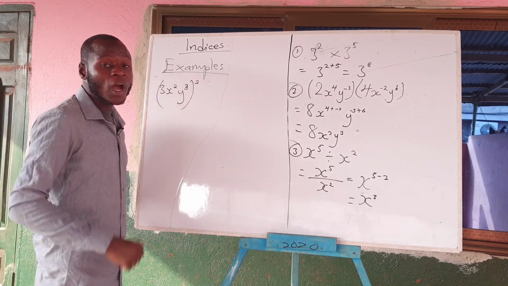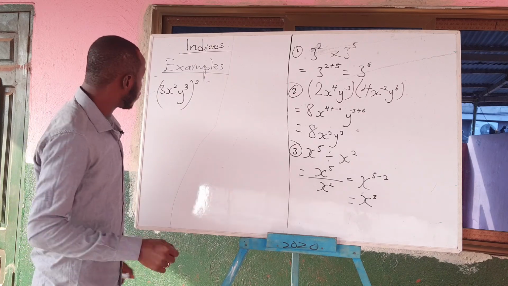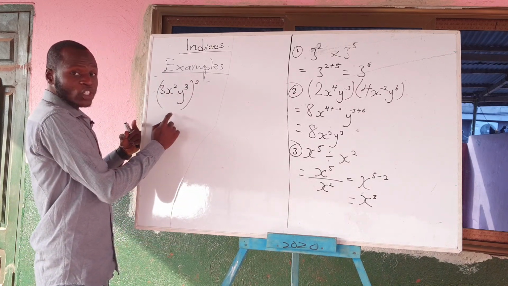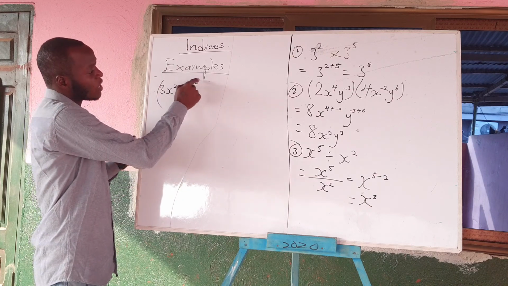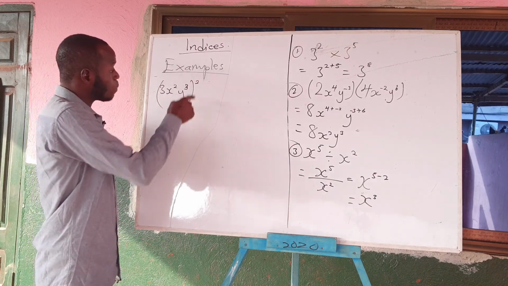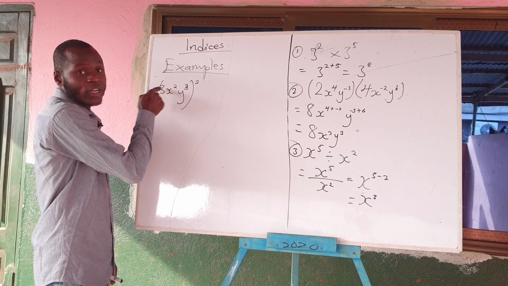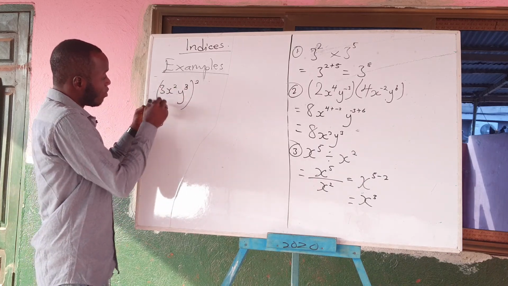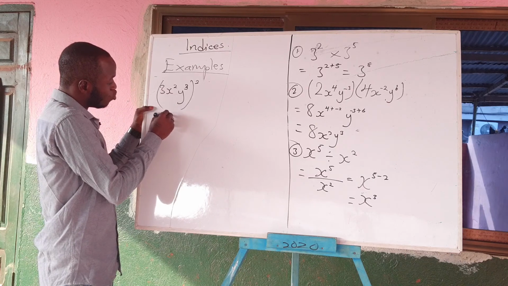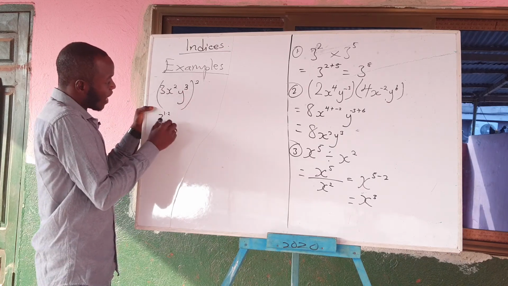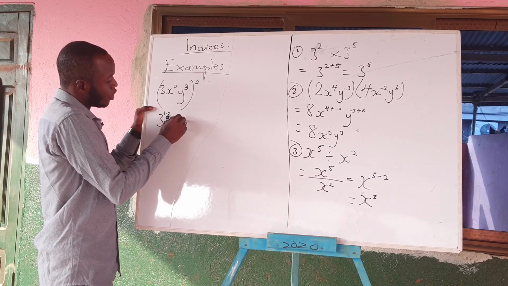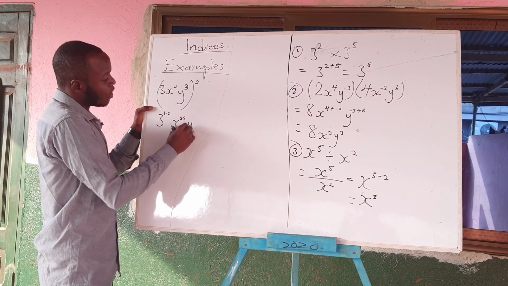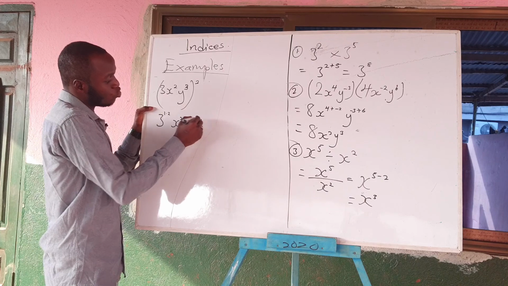Remember, one of the laws of indices says that when we have any expression of this form and it has a power outside the bracket, this power is supposed to multiply all the powers in the bracket. So we have 3 exponent 1 multiplying the 2 outside the bracket, times x exponent 2 multiplying the 2 outside the bracket, then y exponent 3 multiplying the 2 outside the bracket.